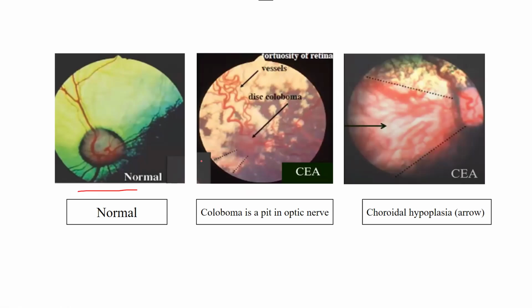And in this image, this is choroidal hypoplasia. In this image, what you can see is that this region has reduced pigmentation. This region has reduced pigmentation and abnormal vessel visibility due to poor choroidal development. So these are the images of how Collie Eye Anomaly looks.